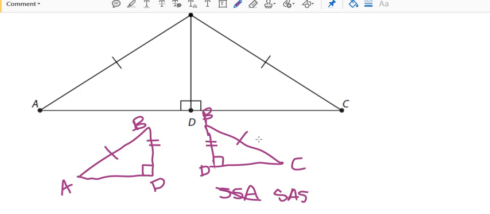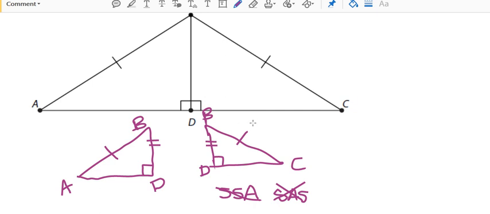But in side angle side, that angle has to be included. So this one is not side angle side. That doesn't work here. If this were side angle side, it would have to tell me that this angle was the same as this angle, and it doesn't tell me that, so I can't use that reasoning.